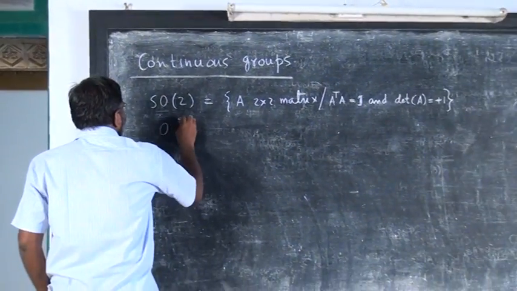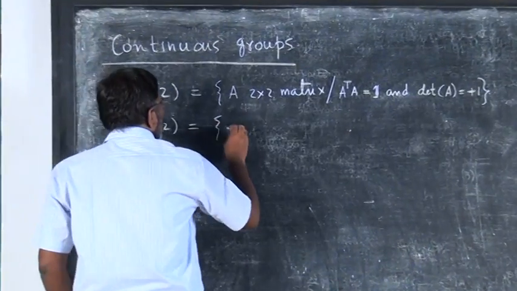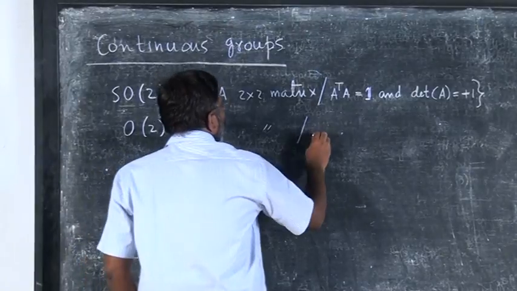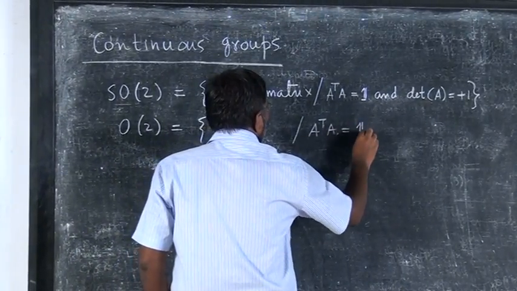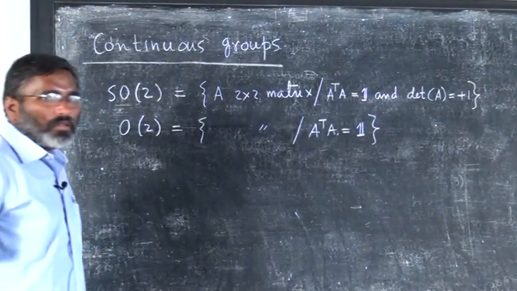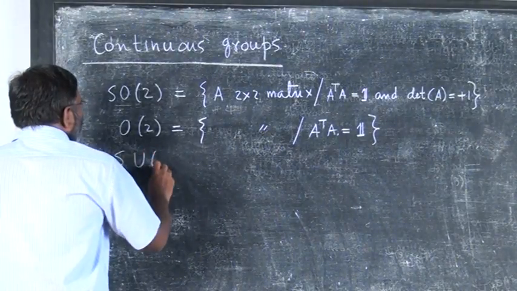Then we can talk about O2, which is 2 by 2 matrix such that A transpose A is equal to identity. The determinant is not necessary to be +1. It can be +1 or -1. Then we have SU2.